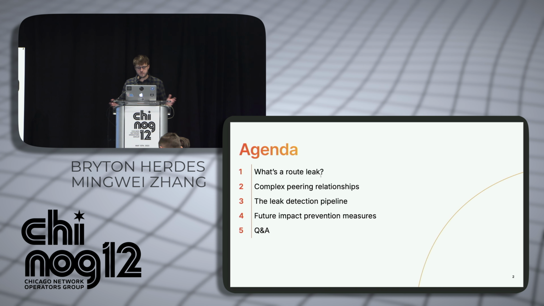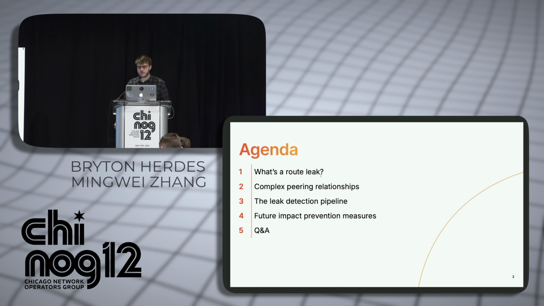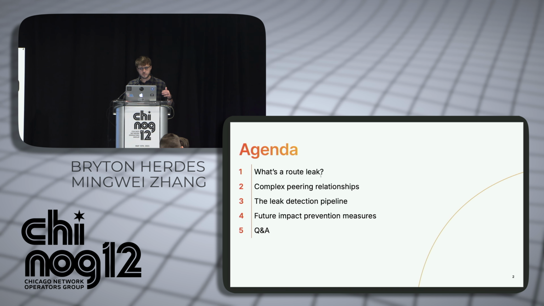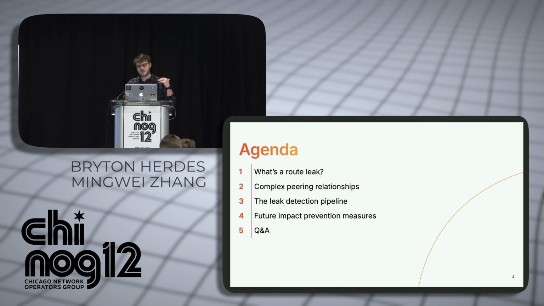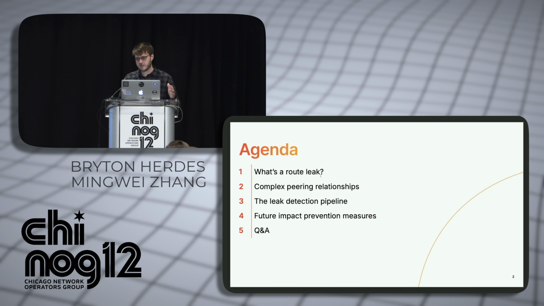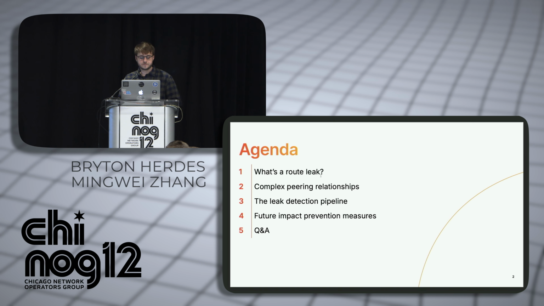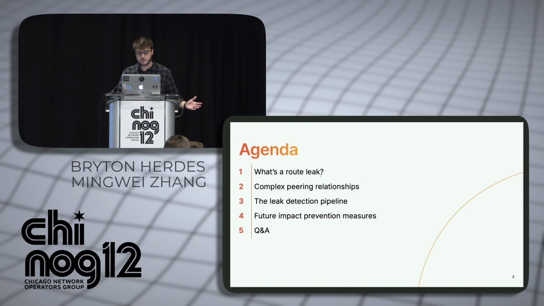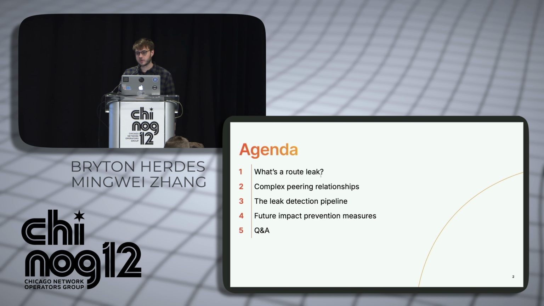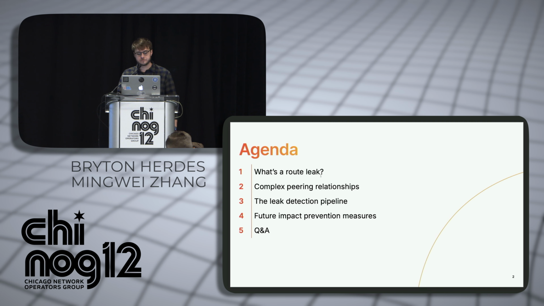So just a quick overview of what we're going to be covering. We're going to talk about the baseline of what a route leak is and why we care when they happen. What's the big deal? Then we're going to get a little bit into the Cloudflare network because there's some things we need to understand about simple versus complex peering relationships that Cloudflare has, as well as a couple different types of prefixes that we need to account for. Then we're going to have Mingwei cover the leak detection pipeline itself, and then we're going to touch on some things that we're looking forward to in regard to having less impact from leaks automatically in the future.